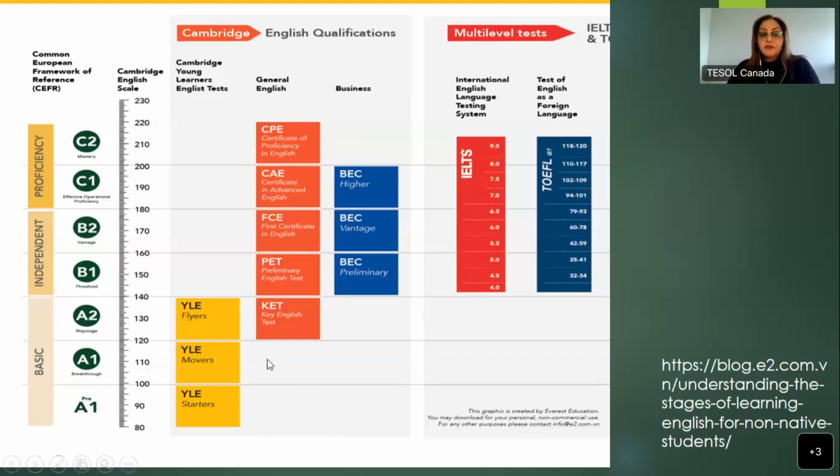And there are different assessments for children, for adults, or even in business courses. So KET, PET go to pre-intermediate and intermediate, FCE to upper intermediate, CAE to advanced, and CPE to C2. For business it's the same: preliminary, vantage, and higher. Higher means they're very good in business.